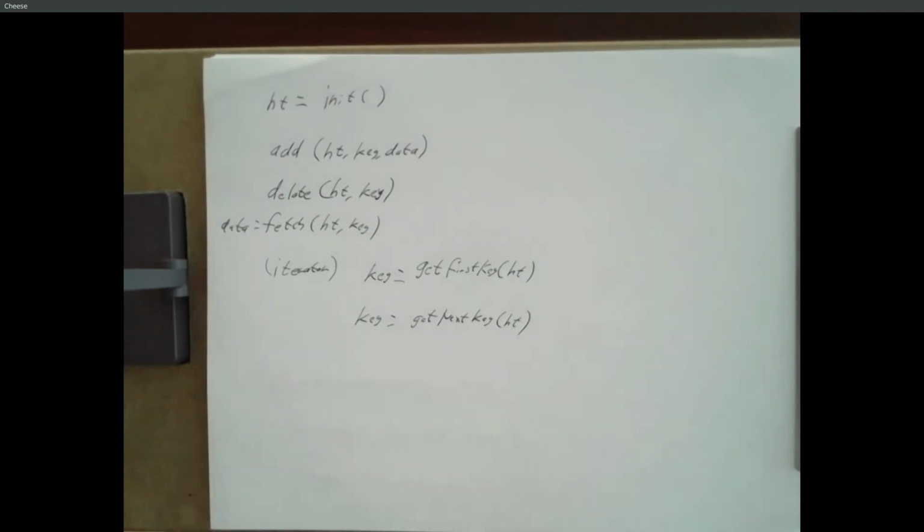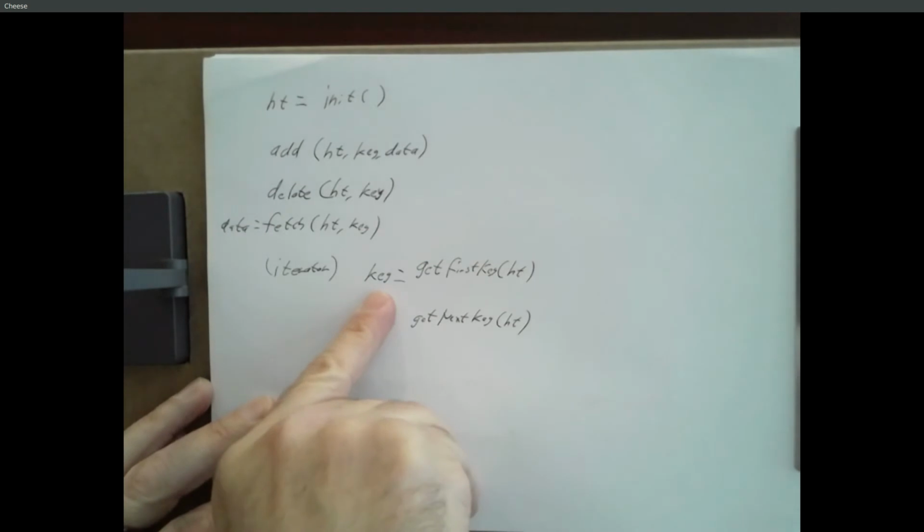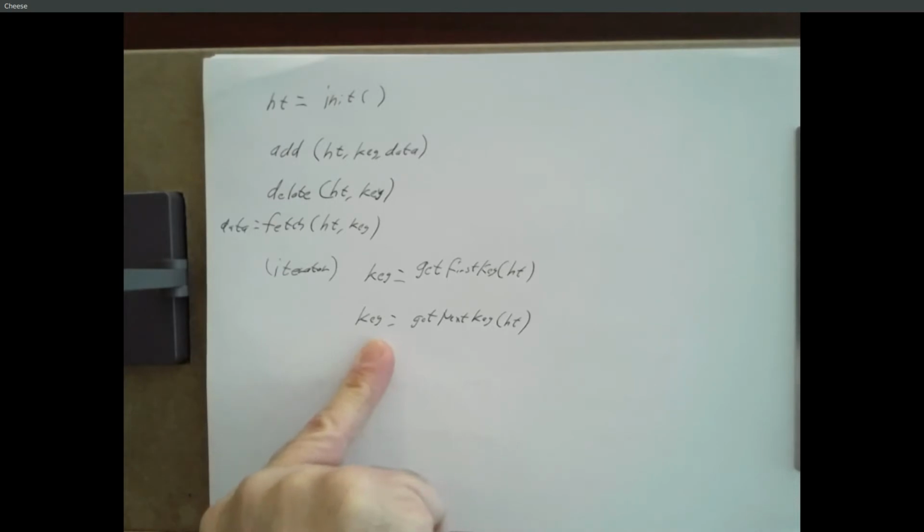Suppose you want to dump out all the contents of your hash table. We could say get first key, and it'll return a key to us. This will be the first key in our hash table. Now what does first mean? It's arbitrary. It's not necessarily the first key that we stored. It's not the first alphabetically, but it's a first key. After we've called get first key, we can call get next key again and again, and each time it'll return a new key to us. Presumably it'll return something like null when it's hit the end of the hash table.